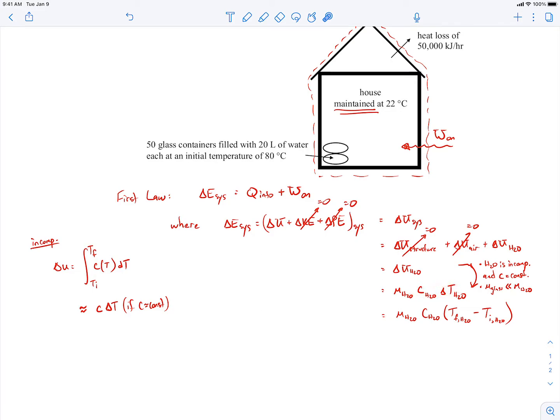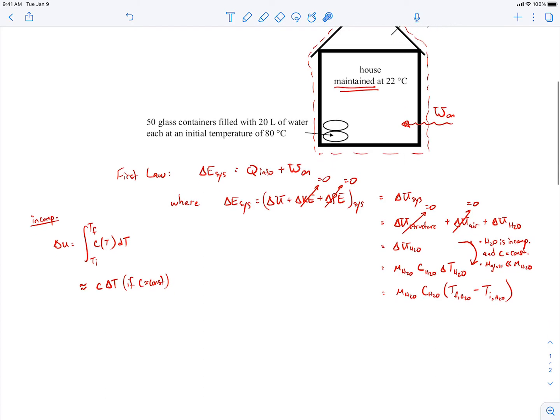And then, of course, going from here to here, I just expanded the delta temperature for the water, just the final temperature of the water minus the initial temperature of the water. Okay? And so let me then rewrite the first law with this in mind. So we have the mass of the water times the specific heat of the water times the final temperature of the water minus the initial temperature of the water is equal to the heat into the whole system plus the work done on the system.